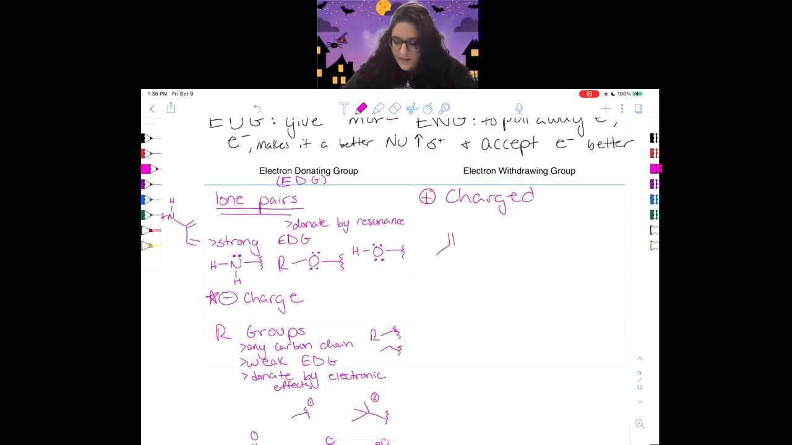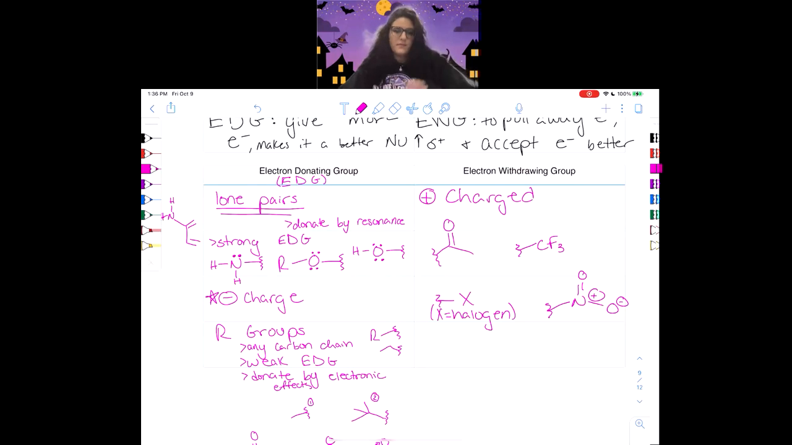But anything with a carbonyl like this, CF3, any halogen, and the nitrile, anything like that is going to be withdrawing.